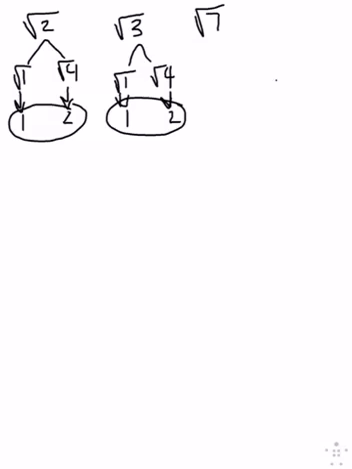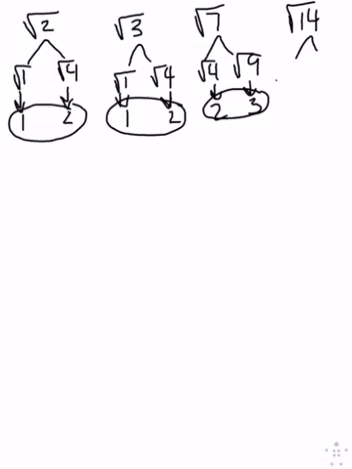Number 3, the square root of 7. Break it down into the square root of 4 and the square root of 9, which is 2 and 3. Square root of 14, break it down into the square root of 9 and the square root of 16, which is 3 and 4.